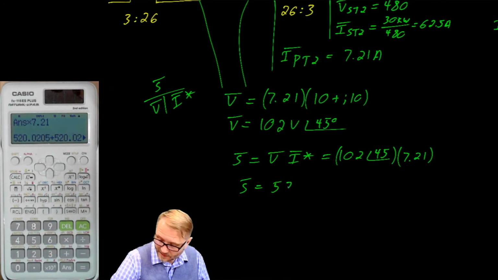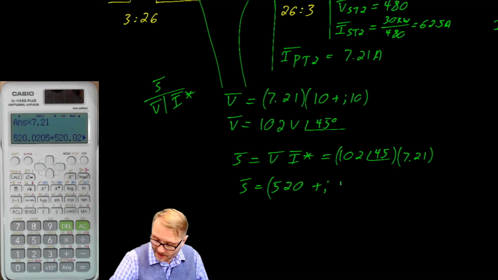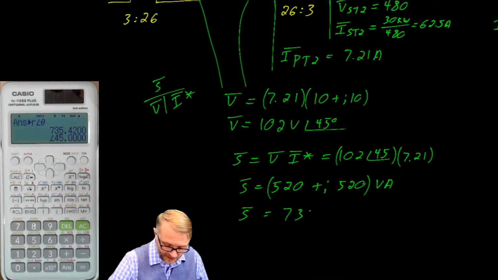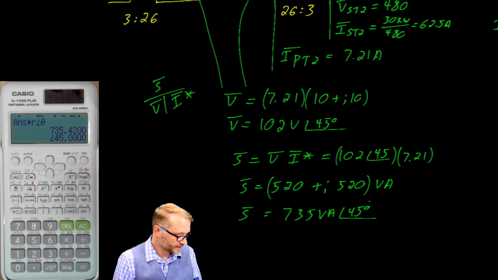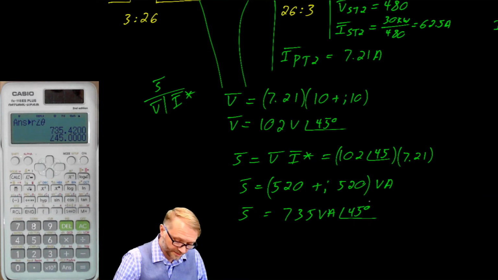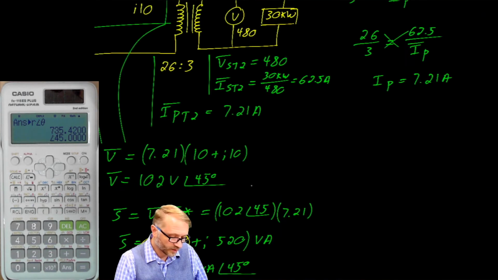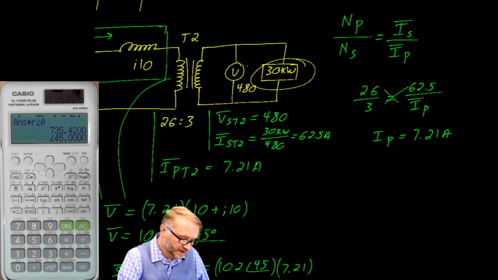which gives us 520 real watts plus j520 reactive. We can also put that into polar form if we wish. So, 735 VA at a phase angle of 45 degrees. For comparison, remember this is real power. Our line lost 520 watts while we delivered 30 kW.